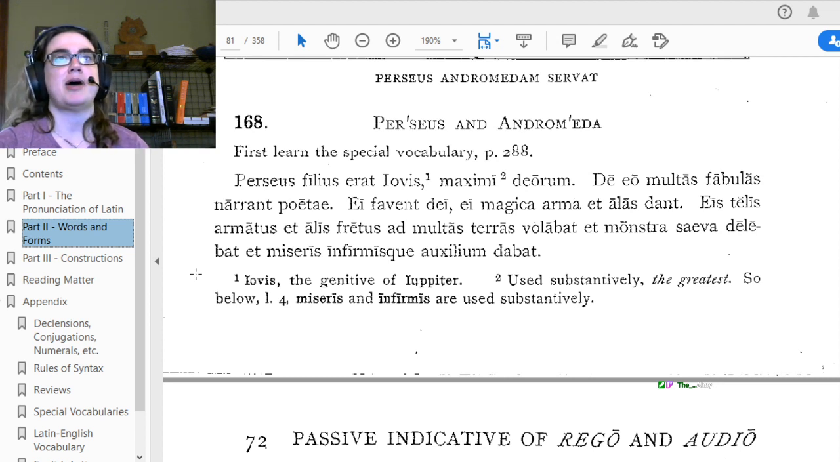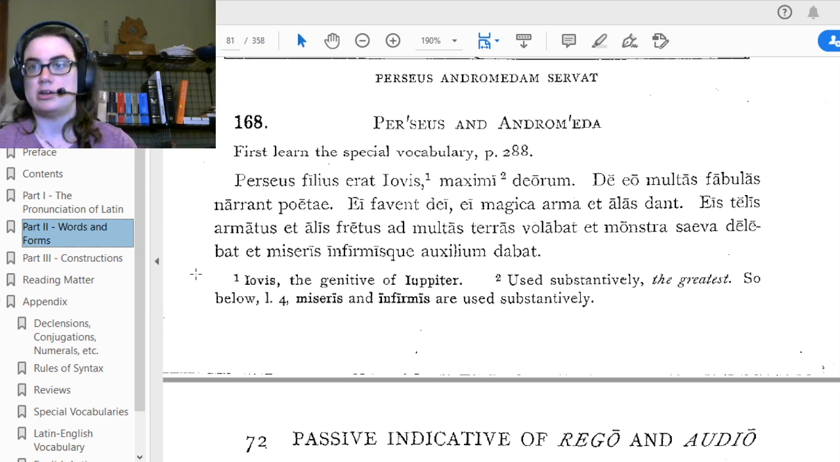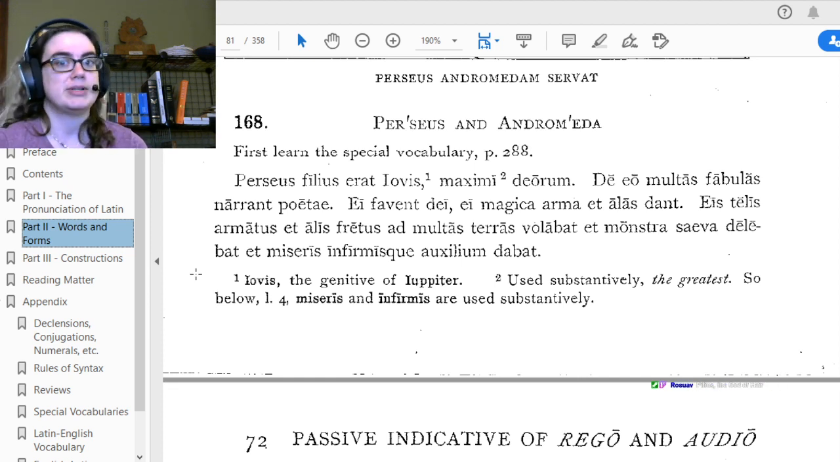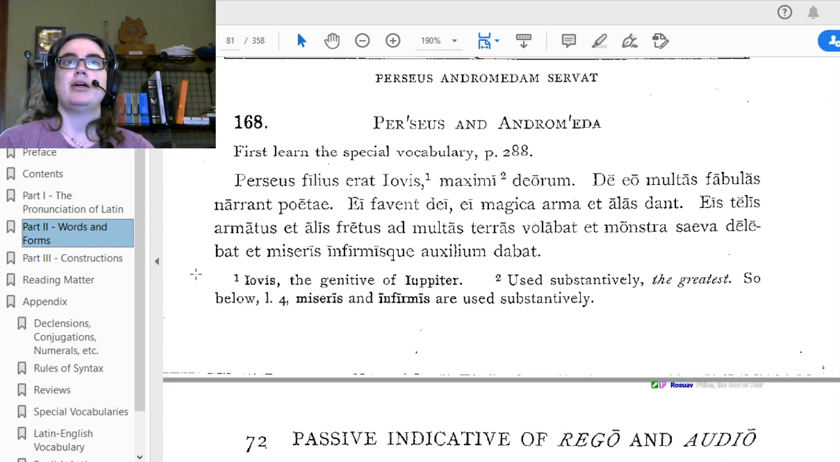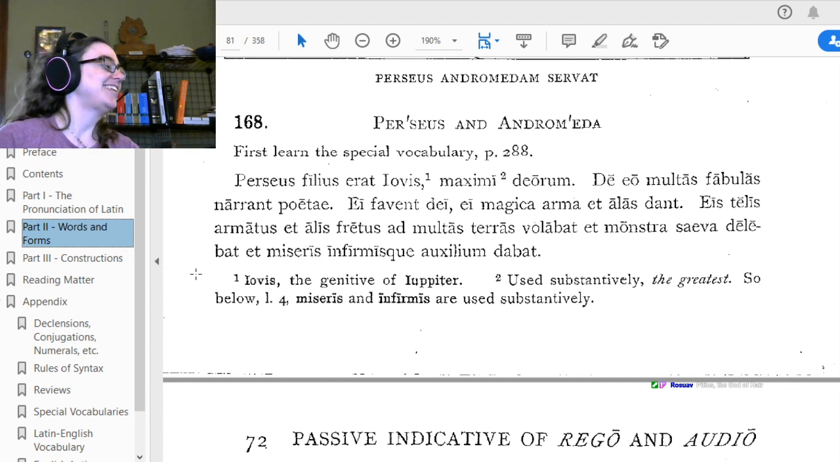I just combined Perseus and Peleus into a different mythological character. Perseus filius erat Iovis maximi deorum. Perseus was, erat, the imperfect of to be, the son of Jupiter. Iovis is the genitive of Jupiter. It's an irregular proper noun, as you can see. If anybody wants to know linguistically why, I'll let you know.